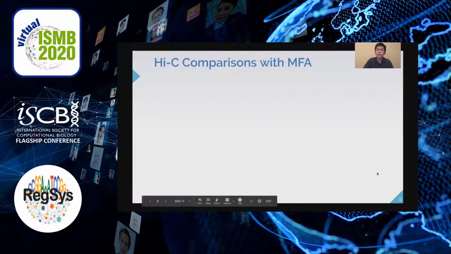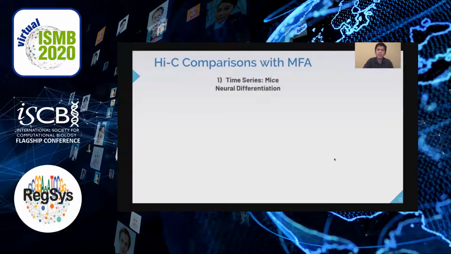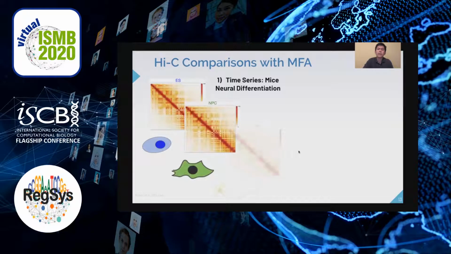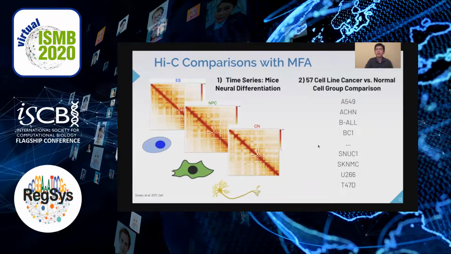Speaking of Hi-C comparisons, MFA or HMFA can be used in a wide variety of situations. One such example is in time series data, when we want to track compartment changes throughout cellular differentiation. In this particular example, we're looking at embryonic stem cells to neural progenitor cells to cortical neurons, and we want to see where the compartments change as the embryonic stem cell goes to the cortical neuron cell. Another example is large cohort-based comparisons.